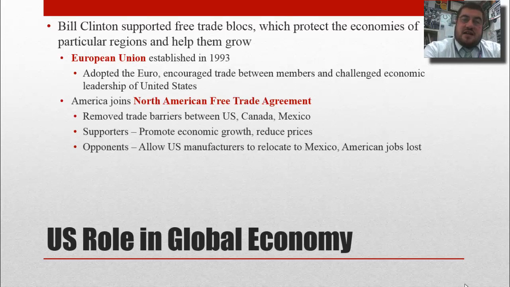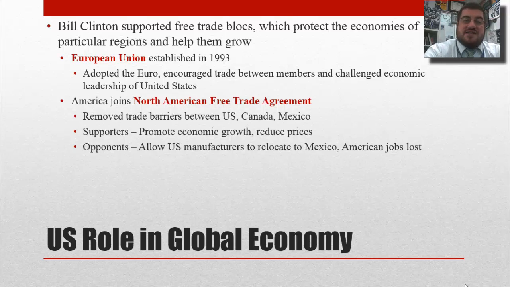And he is supportive of the European Union, which was established in 1993, and it has grown since then. It's a group of European countries established together to help their economies grow. And so things they have done is they've adopted the euro. If you've traveled in Europe, you've probably used the euro. They encourage trade between members, and they challenge the economic leadership of the United States.